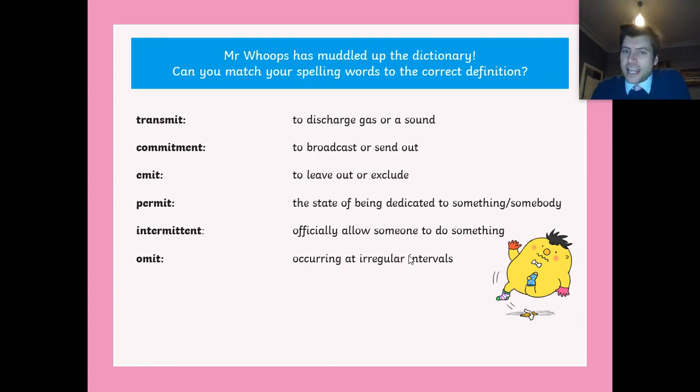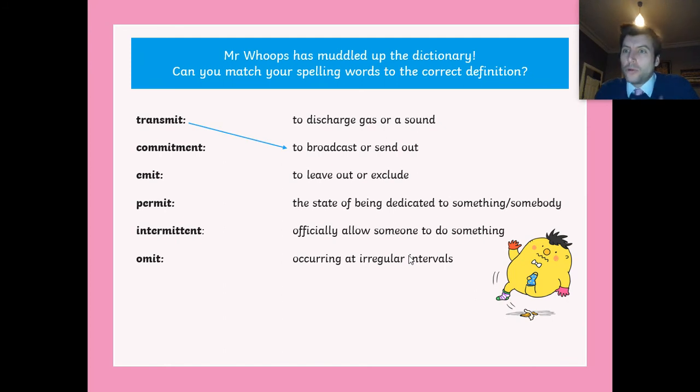Permit is the state of being dedicated. Intermittent is to officially allow someone. Omit is occurring at regular intervals, irregular intervals. He's wrong across the piece. Can you mix them up so they're correct? Can you put them back in the correct order, please? See if you can do it. Have a look. Have a think. Are you able to correct them? Let's see how you've done. Don't need to write it down. Just do it in your head.